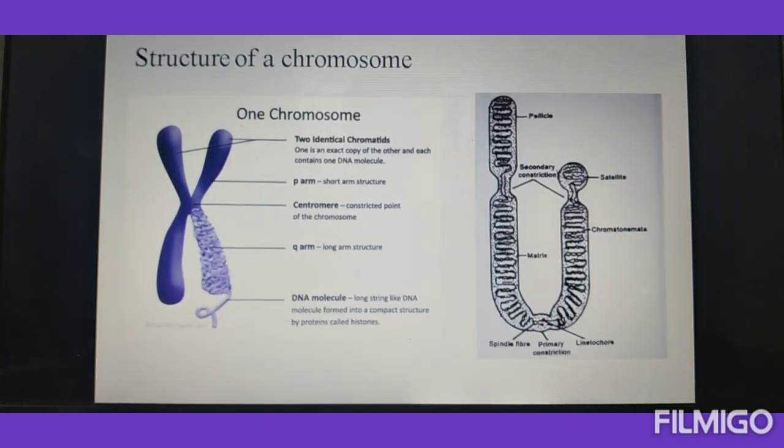Now let's study the structure of chromosome. This is the typical structure of a chromosome. The chromosomes are thin, long and thread-like structures. As I said already, the chromatin fibers condense to form the chromosome during cell division. Each chromosome duplicates itself and forms identical copies of itself, called sister chromatids. These two sister chromatids are held together by the centromere. So this is the typical structure of a chromosome.